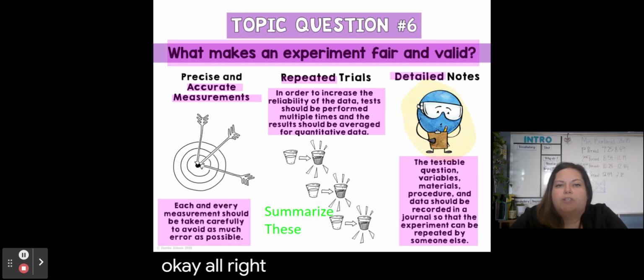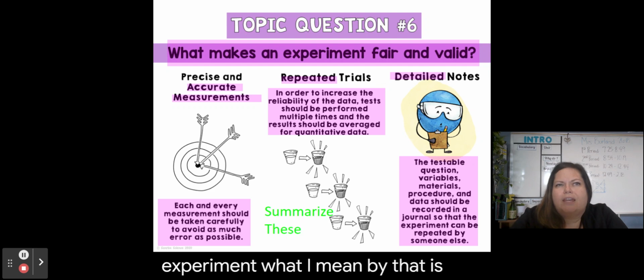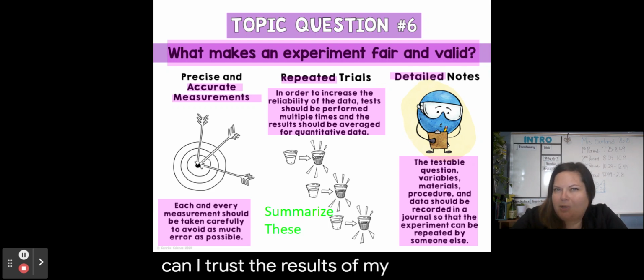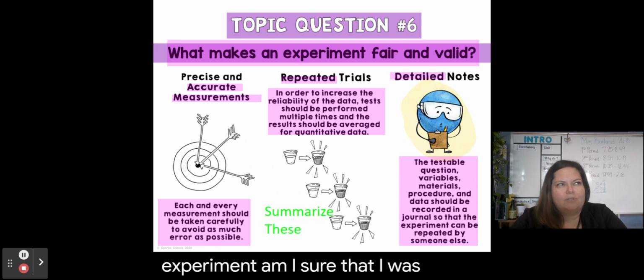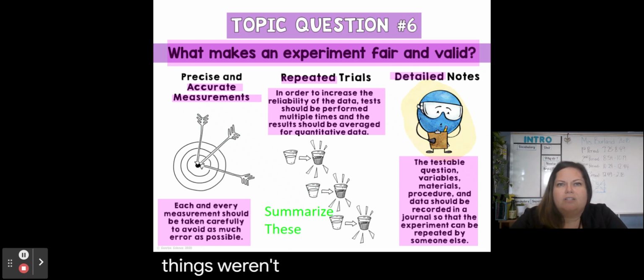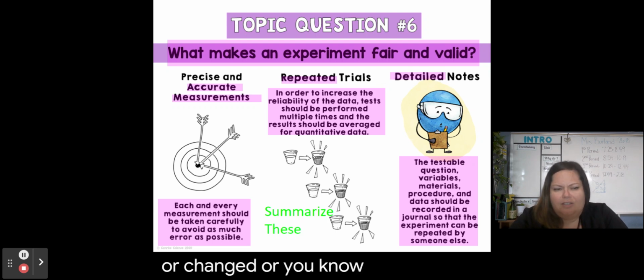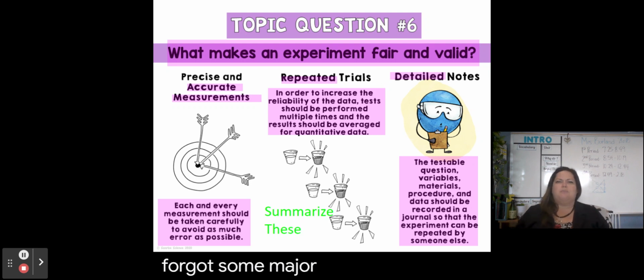All right, topic question number 6. What makes an experiment fair and valid? Why do we need a fair experiment? What I mean by that is, like, can I trust the results of my experiment? Am I sure that it was carried out properly? That things weren't manipulated or changed, or that you forgot a major step, okay?